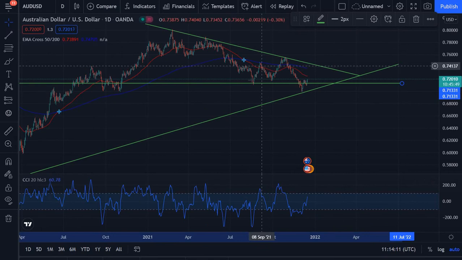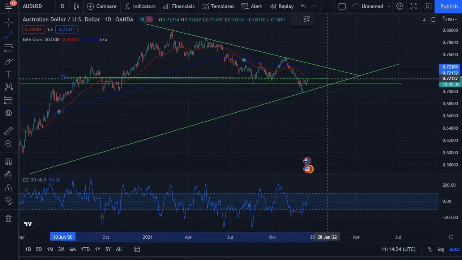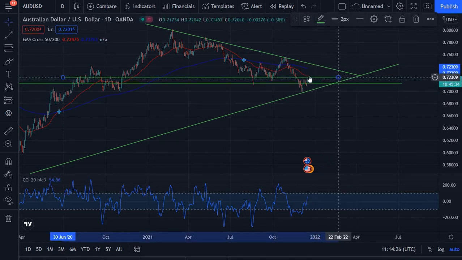Taking a look at the daily, so here we broke this line and now we are kind of retesting it. We broke out here again, so this mini retest again. Now next target is here, this resistance line at the 50 EMA.